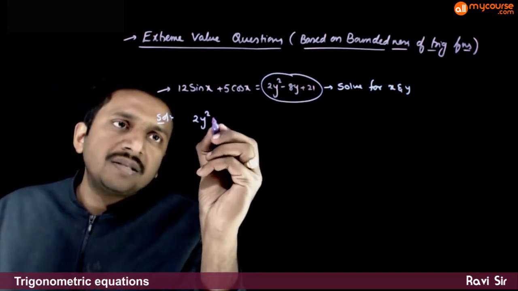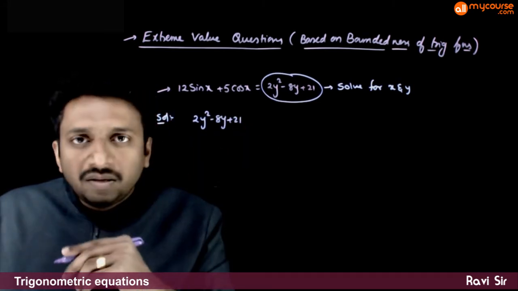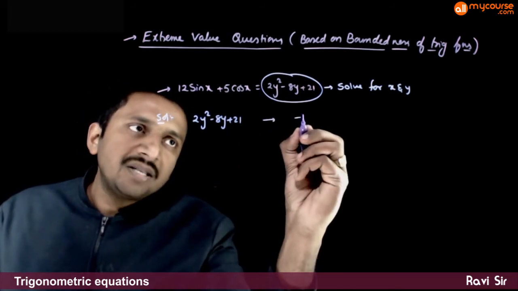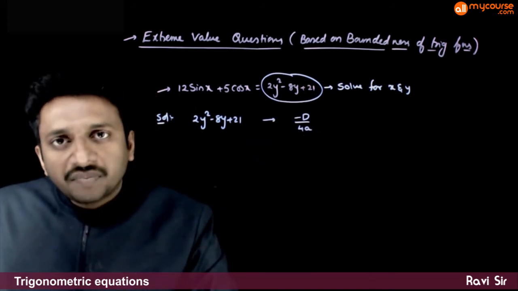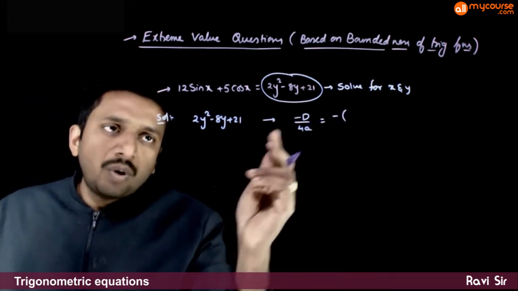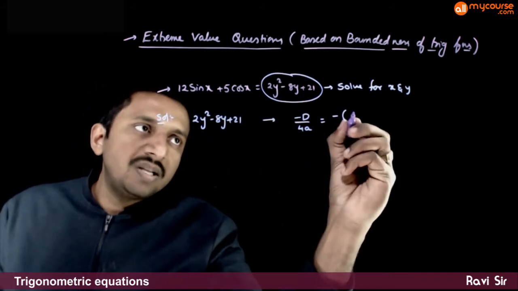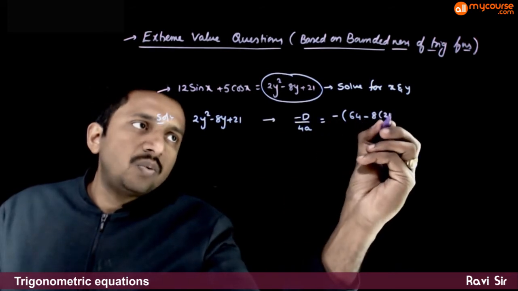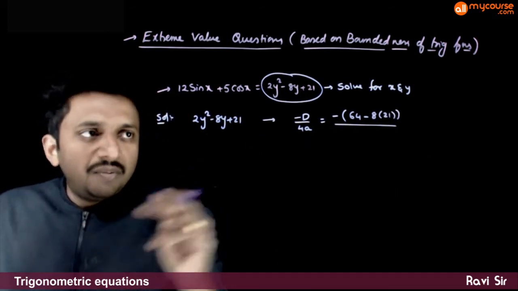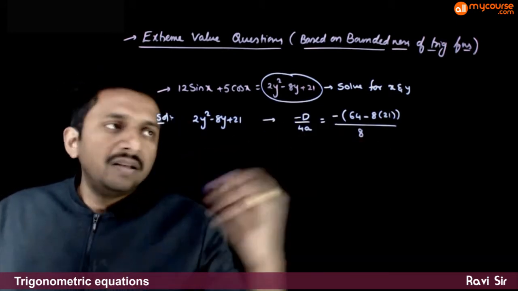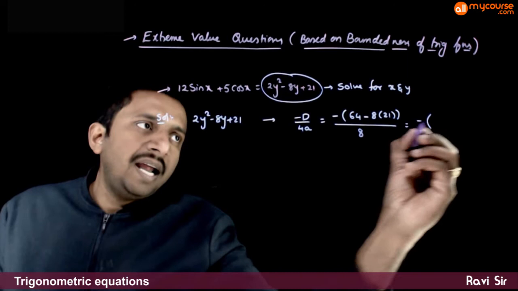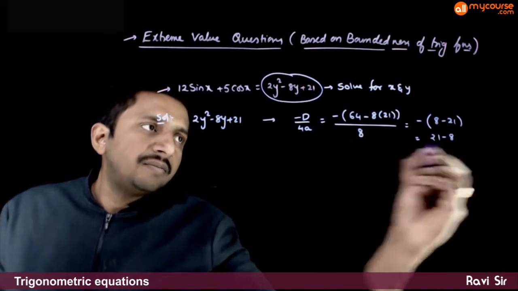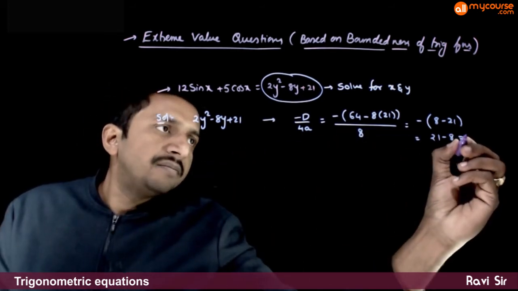So 2y square minus 8y plus 21 is a quadratic expression. The minimum value of this can be found out using the formula minus of d by 4 times a. That is equal to minus of, what is the discriminant of this? B square minus 4ac. B square is 64, minus 4 into a into c, that is 8 times 21. B square minus 4ac by 4 times a, where 4a is 8. That is nothing but minus of, if you cancel 8 out, you get 8 minus 21. That is equal to 21 minus 8, which is equal to 13.